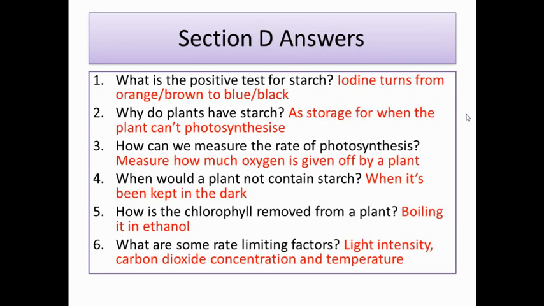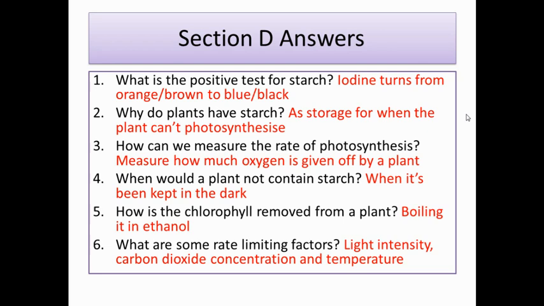Okay, let's see how we've done. So you should have said that the positive test for starch is that iodine turns from orange-brown colour to a blue-black colour. Plants have starch because they need storage for when the plant can't carry out photosynthesis. We can measure the rate of photosynthesis by how much oxygen is given off by the plant. Okay, we talked about that practical that we can do.